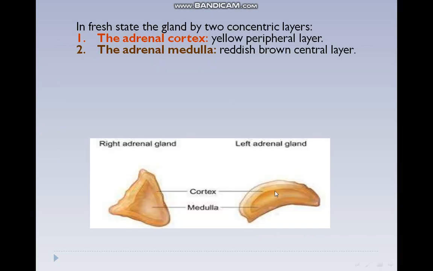In a fresh state, when a section is made within the adrenal gland, we can see a peripheral region called the cortex that appears yellow in color, and a central part called the medulla that appears reddish brown in color. The left adrenal gland appears crescent in shape, while the right adrenal gland appears pyramidal in shape.